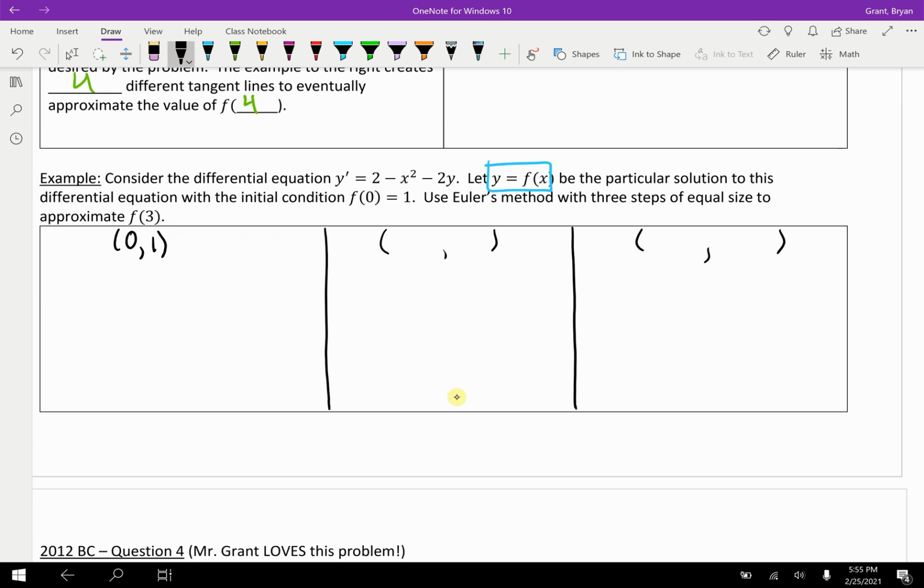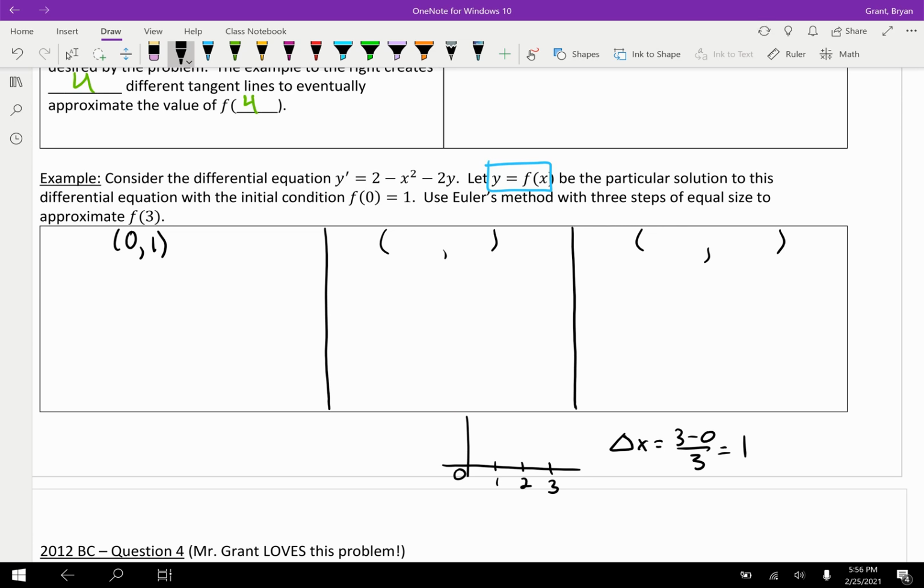Okay? We have another tangent line and yet another tangent line, and we can even fill in the steps right away. It says 3 steps of equal size to approximate f of 3. So some people draw a quick little graph just to verify. We're starting at 0, we're getting to 3, we're splitting this into 3 subintervals. You can think of this as like our delta x. 3 minus 0 divided by 3 is 1, so each interval is 1.